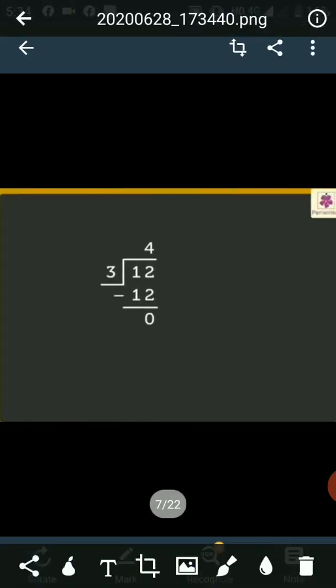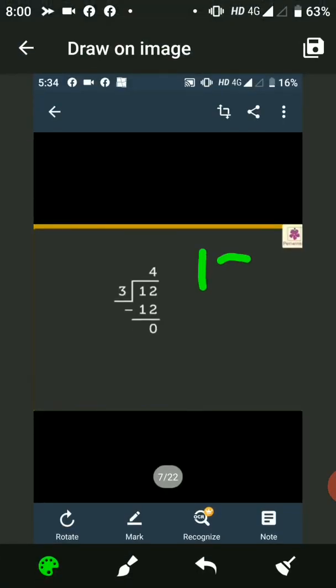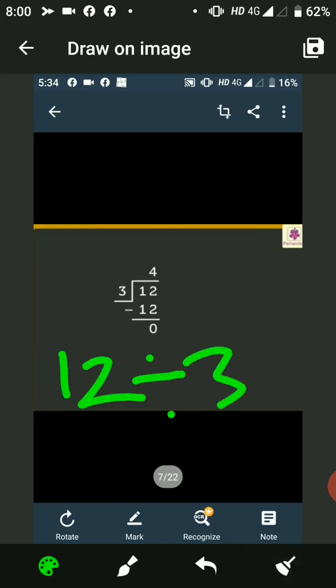Now see here, how many balloons do I have in the starting? I have 12 balloons. And how many groups have I made? This we don't know, but each group has how many balloons? 3. So it means I have divided 12 balloons by 3. Clear? When I divided 12 balloons by 3, how many groups did I get? 4. Clear? You know what we call these terms in division?